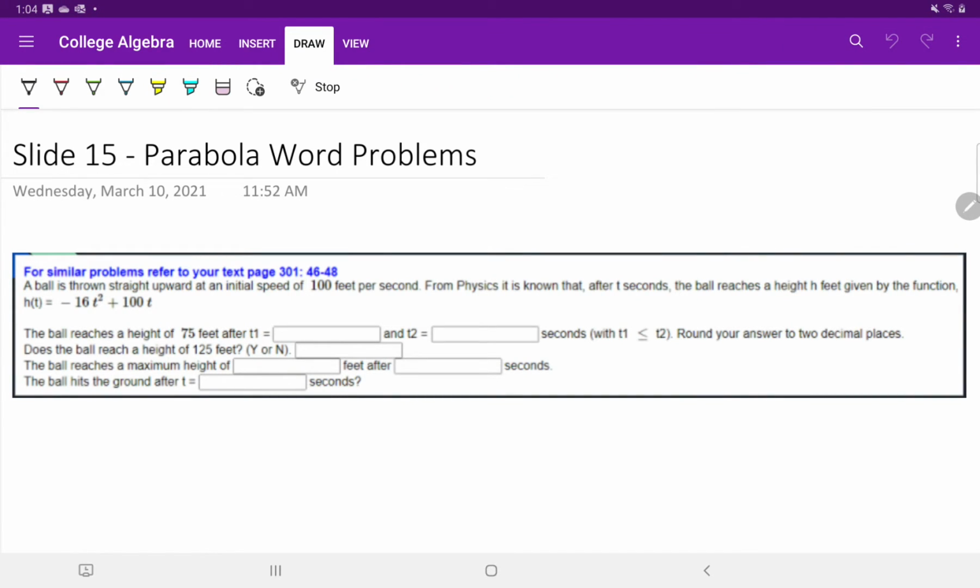Hi students. In this video we're dealing with a word problem about a ball that's thrown into the air. It's going to rise into the air and it'll slow down eventually and then it'll start falling.